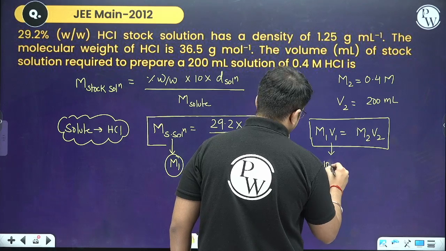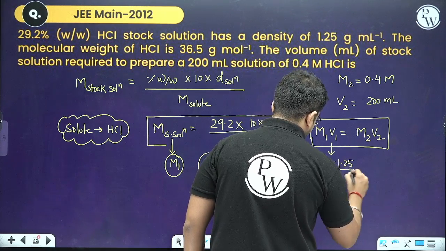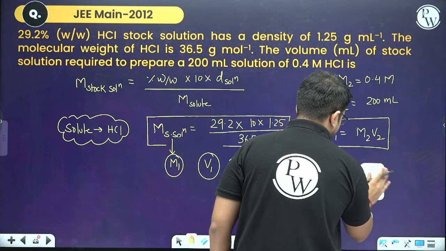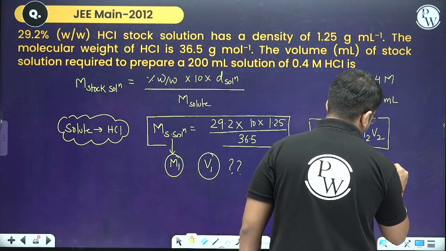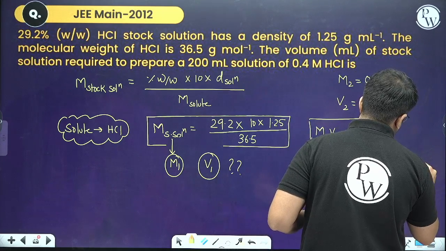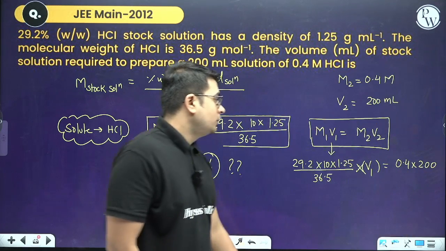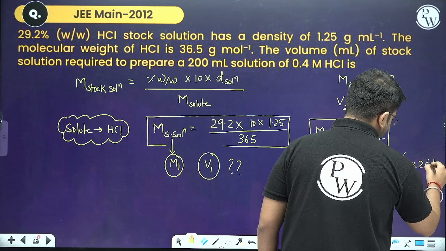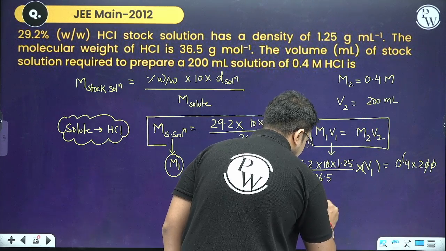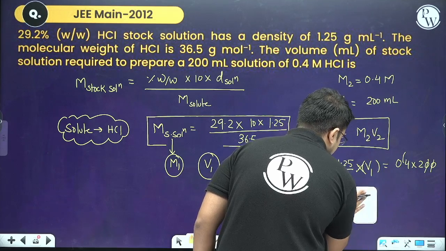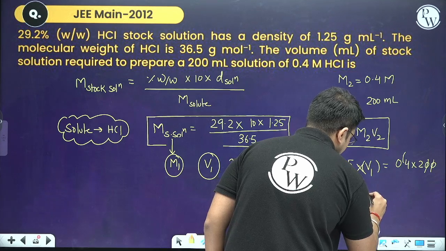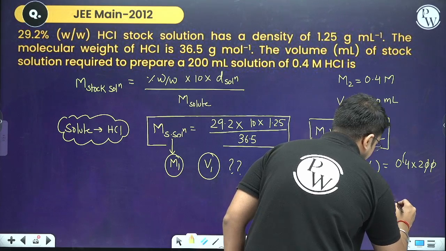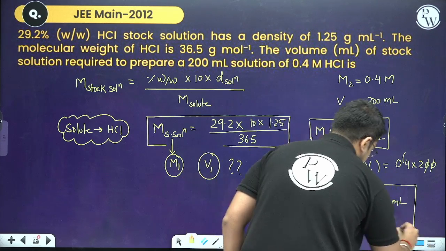So we have 29.2 multiplied by 10 multiplied by 1.25 divided by 36.5, multiplied by V1, which is missing, will be equal to M2, which is 0.4, multiplied by 200. You just have to solve this entire part. That zero cancels out with this zero, and this decimal cancels out with this part. You have V1 equal to 0.4 times 8 multiplied by 36.5 divided by 29.2 multiplied by 1.25 ml. That will be your final answer.